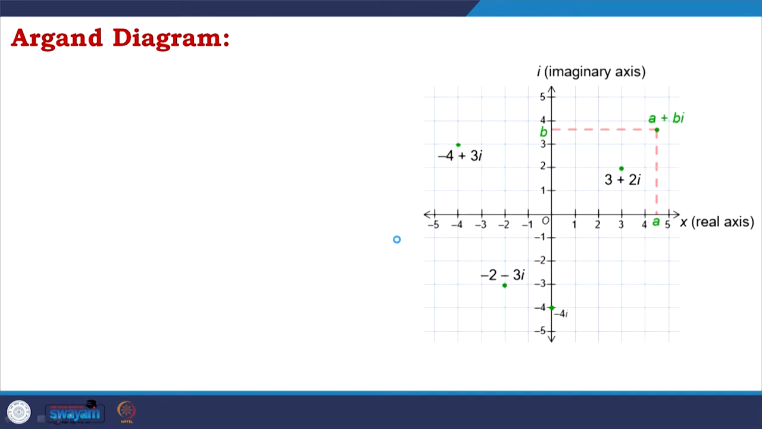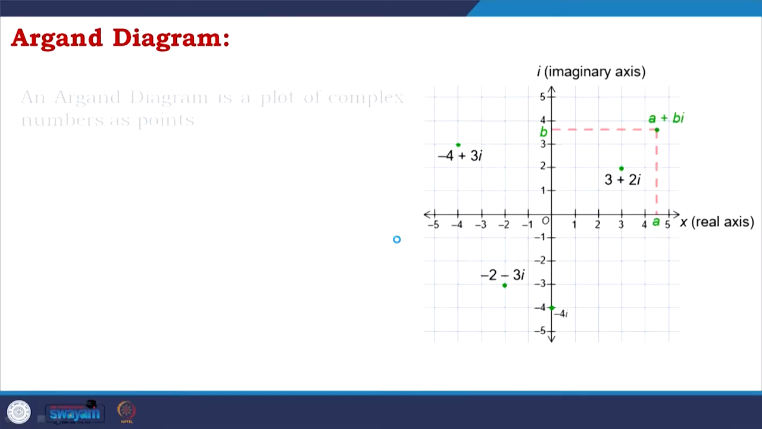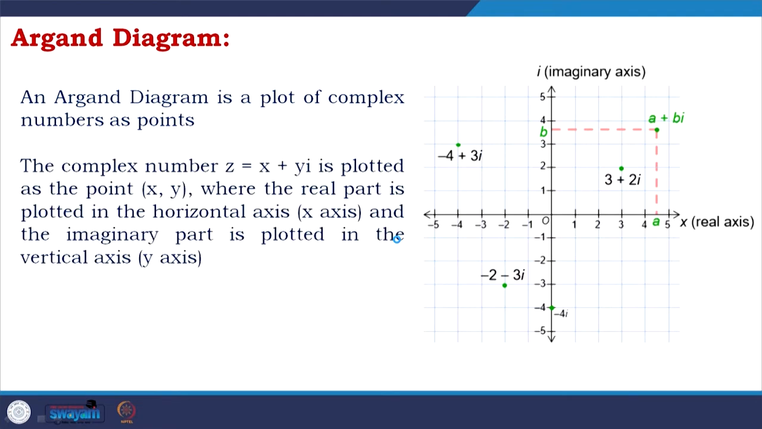We will talk about the Argand diagram. We are going to show how it is important in structure solution. But before that, what is an Argand diagram? An Argand diagram in mathematics is a plot of complex numbers as points. The complex number, let us say z equals x plus yi, is plotted as the point (x, y), where the real part is plotted on the horizontal axis, which is the x axis, and the imaginary part is plotted on the vertical axis, which is the y axis.